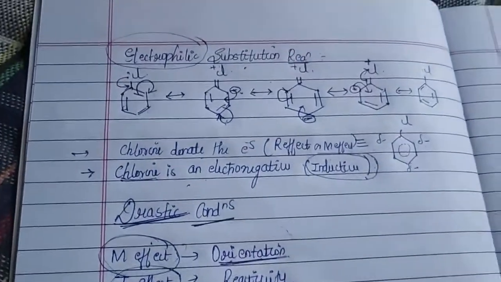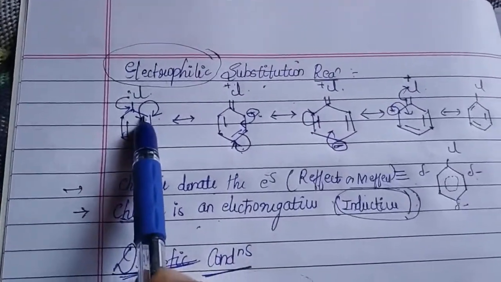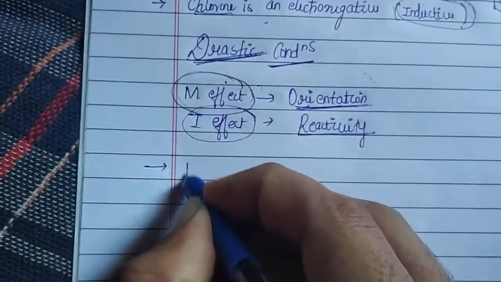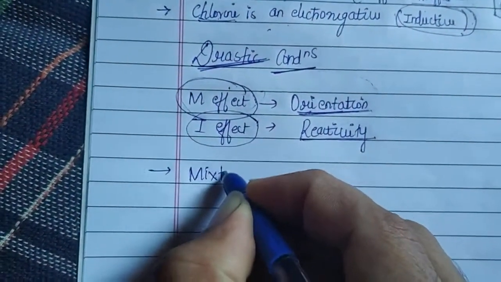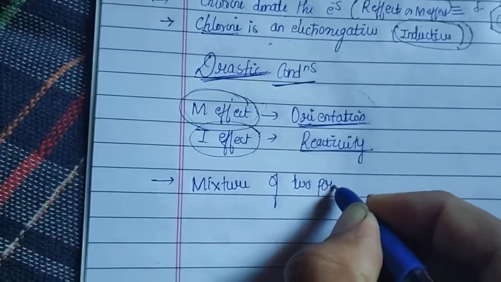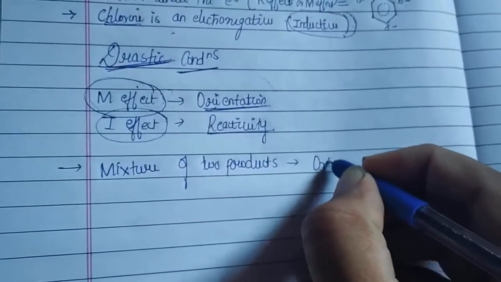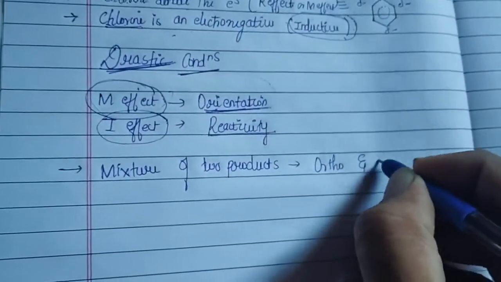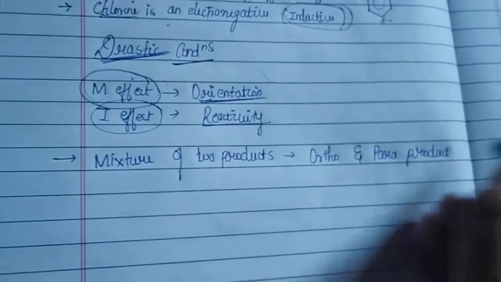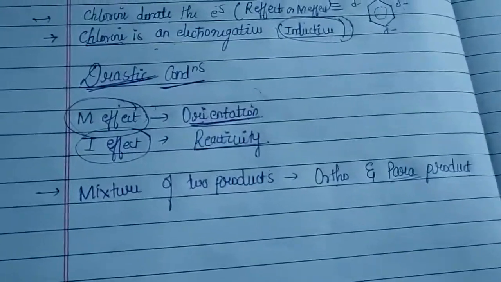So importantly, what we have to remember is that whenever chlorobenzene is undergoing an electrophilic substitution reaction, we are going to get a mixture of two products. I repeat, we are going to get a mixture of two products. And what will they be? One will be our ortho product and another will be our para product. Are you able to understand? One ortho product, another para product.